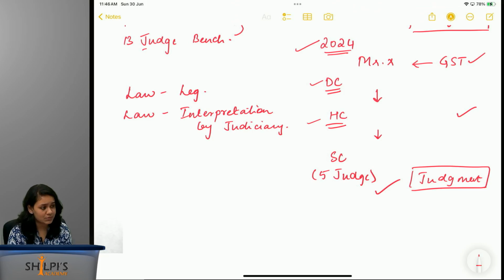And how does this precedent work is that this precedent works for all the lower courts and across time. So a decision given by a Supreme Court in 2015 will still be applicable to all the decisions given in 2017, 18, 19, until the same Supreme Court decides to change the decision with a higher judge bench.